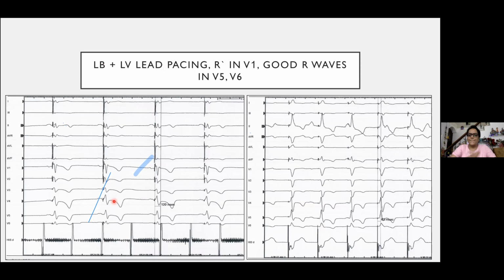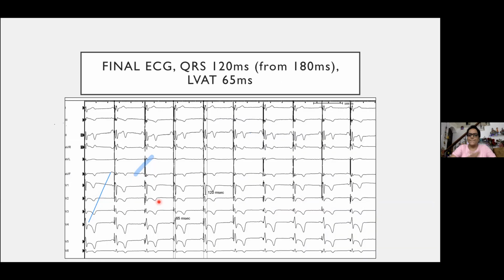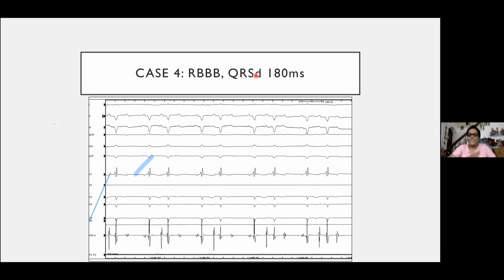left ventricular forces, you get a very good LVAT of 63 millisecond, you get a R in V1, which is your classical partial right bundle voltage, and you get a QRS of 120 milliseconds from 180 milliseconds. This is the last case I'm going to show.